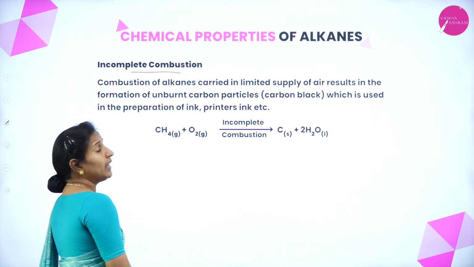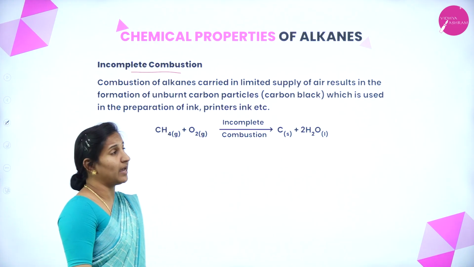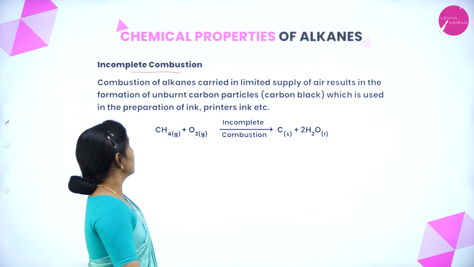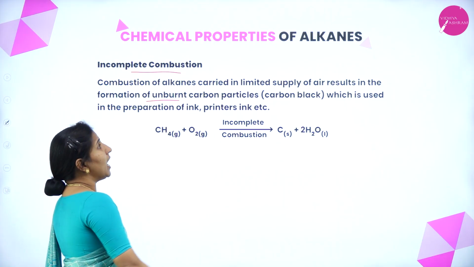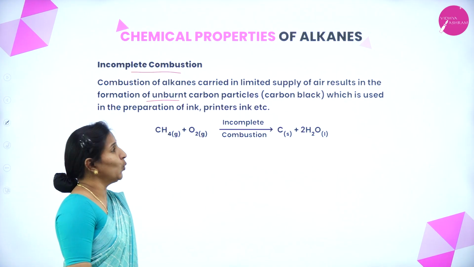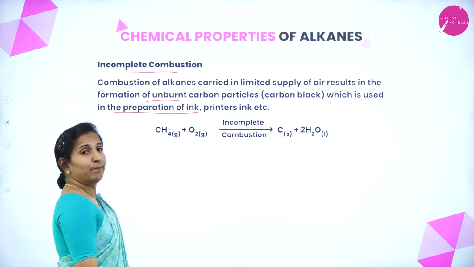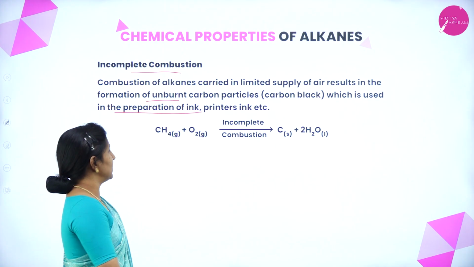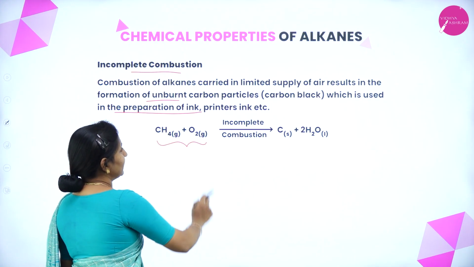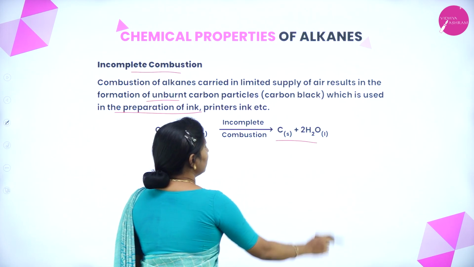Incomplete combustion. Incomplete combustion, carried out with a limited supply of oxygen or air, results in the formation of unburned carbon particles, that is carbon black, which is used in the preparation of ink, printer ink, etc. Methane with a limited supply of oxygen gives carbon and water.